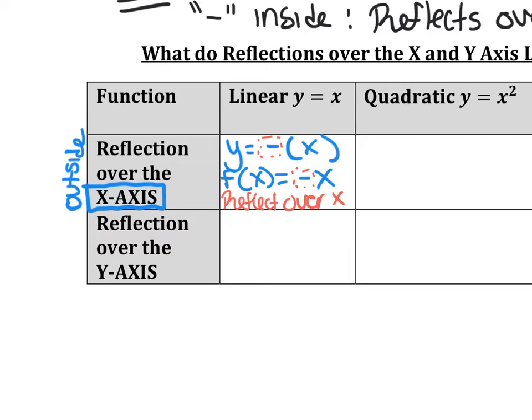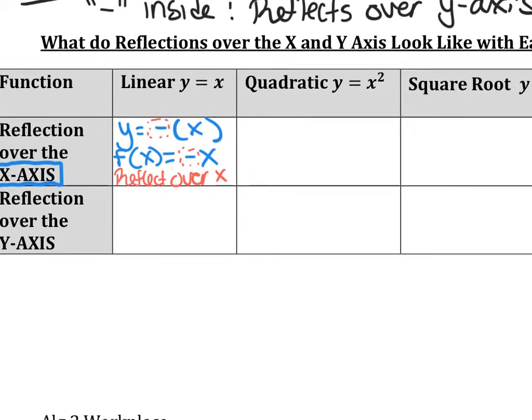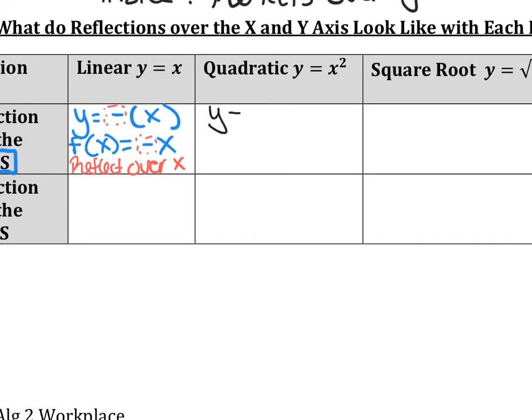For a reflection over the x-axis, this negative would be the very first thing that you say if you were reading the equation, like negative 3x or negative 2x plus 7. If the negative is the very first thing that you say when you're reading it, that would be a reflection over the x-axis. So with quadratic, again, sometimes there will be parentheses around the x squared part, sometimes there won't be, but if there's no parentheses grouping the negative and that x together, only the x is being squared, so that negative would be considered on the outside.